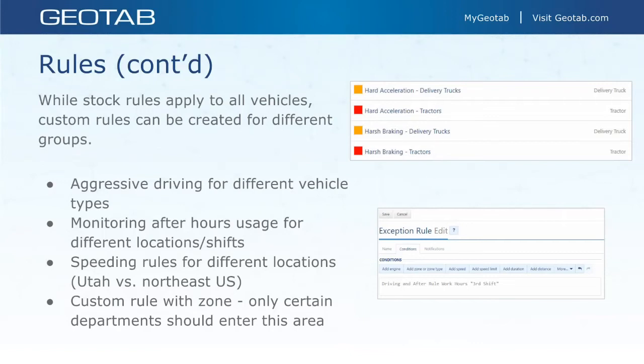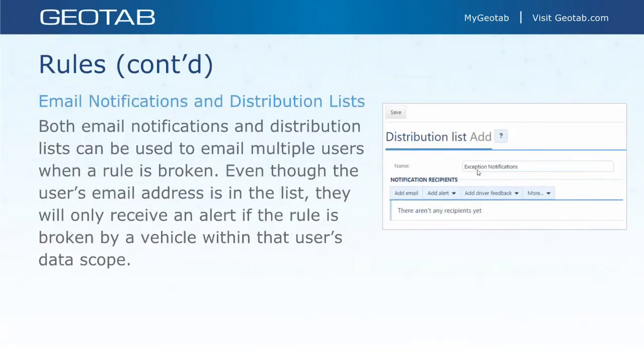You could have a custom rule based around a zone. So maybe there is a certain office or a certain area that only admins or executives should be entering, and other drivers are not permitted to enter that area. So just some different examples of how you could use rules. Among the resources you're going to get, resources on setting up work hours, changing different time zones for different vehicles, creating custom rules. Something else to consider, so email notifications and distribution lists.